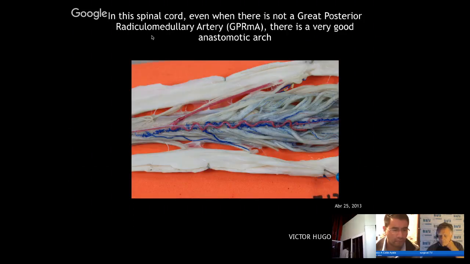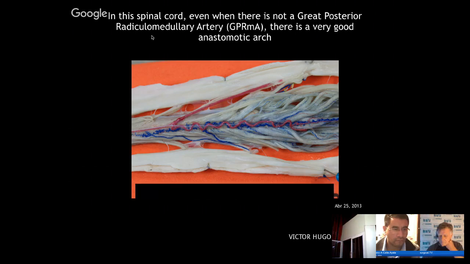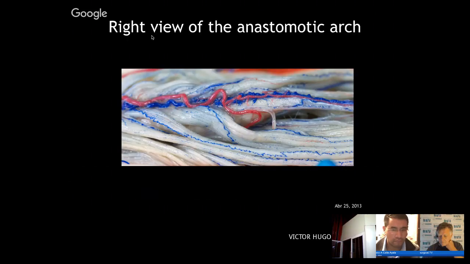In this spinal cord, even when there is not a great posterior radiculomedullary artery, there is a very good anastomotic arch, Adamkiewicz and the posterior spinal artery. Look at the conus medullaris. This is the conus medullaris, and the anastomotic arch is very nice.